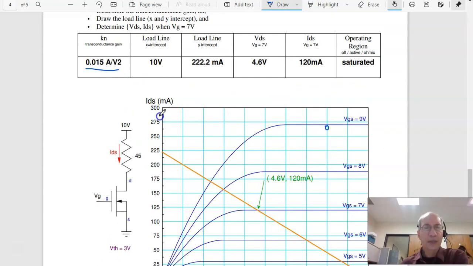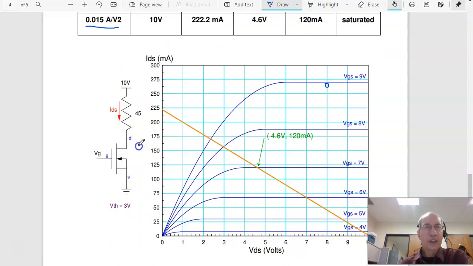Here's K sub n. The load line, when the current is 0, the voltage is 10 volts. That's this point on the load line. When this is 0 volts, 10 over 45 gives you 222 milliamps. That's this point. 2 points determines a line. Where it intersects with the VGS equals 7 volts is your solution. 4.6 volts, 120 milliamps.